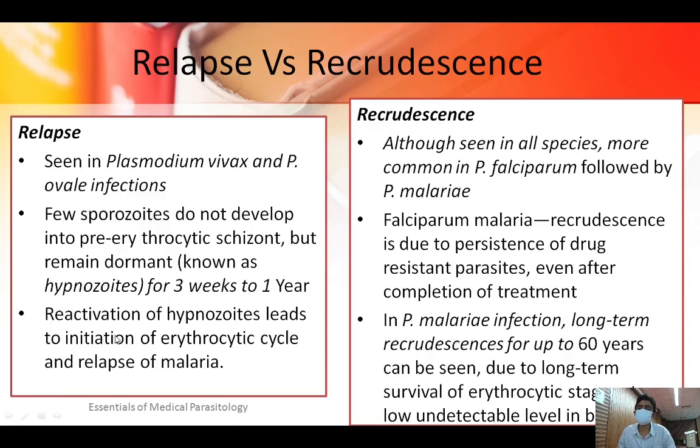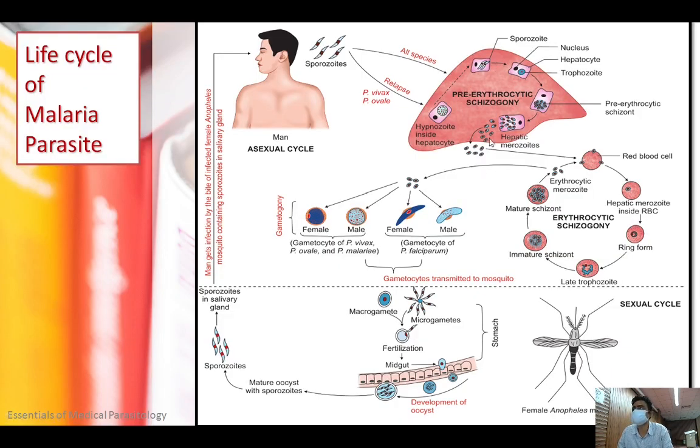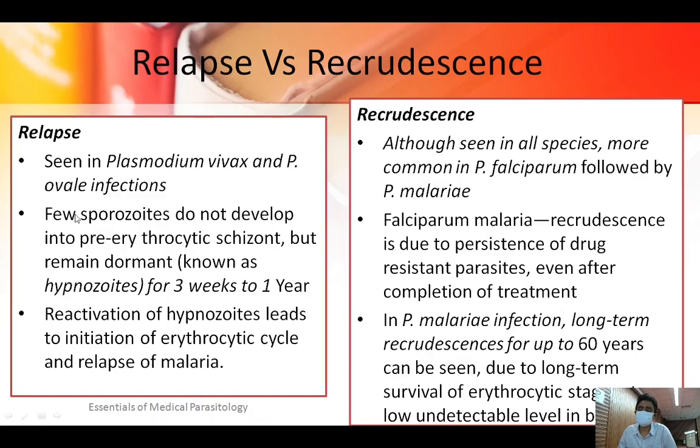Later, after this period, they may suddenly get reactivated, start developing further, and the cycle will be propagated further. Clear? That is called a relapse. Some of the sporozoites remain dormant in the hepatic cells. I'll be asking you, so please concentrate. After infecting the hepatocytes, they remain dormant and do not develop further. These are known as hypnozoites when they are dormant. After 3 weeks to 1 year, they suddenly start developing further, and there is a relapse of malaria.